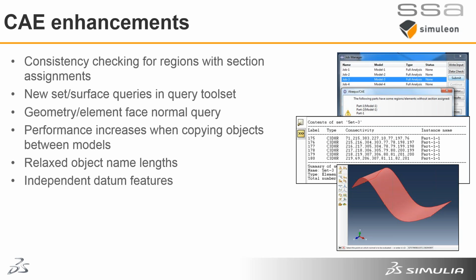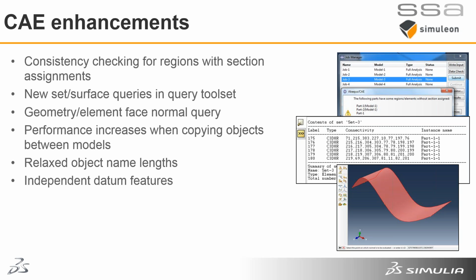I really like the idea of relaxed object name lengths, if you could call them that, but really it's about being able to use extended, essentially string length names for objects, which frees up the scope for what you're trying to do. We can also have things like independent datum features.